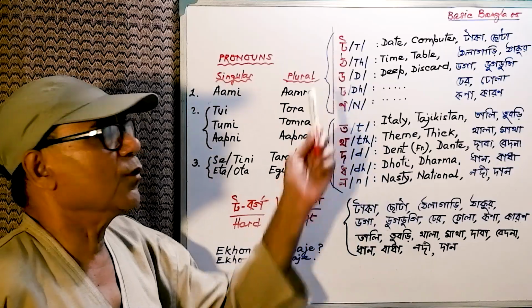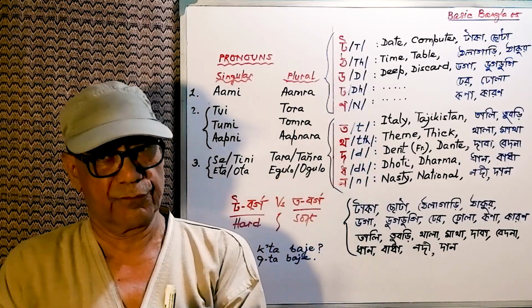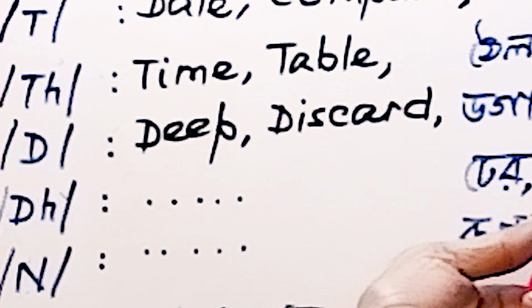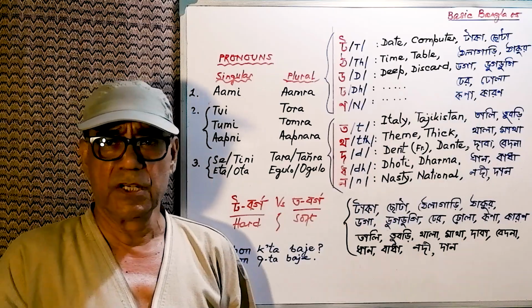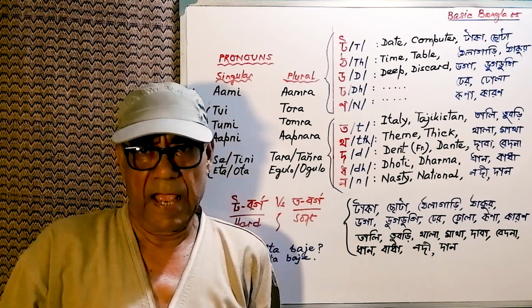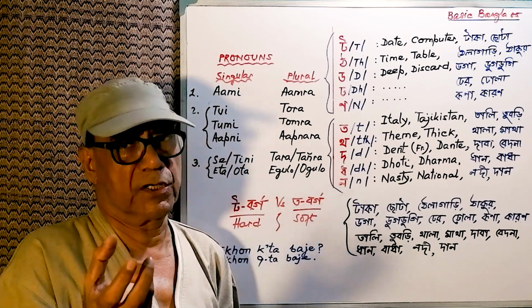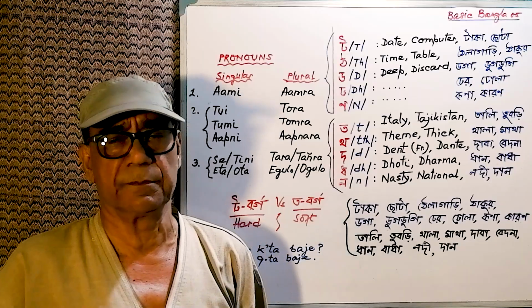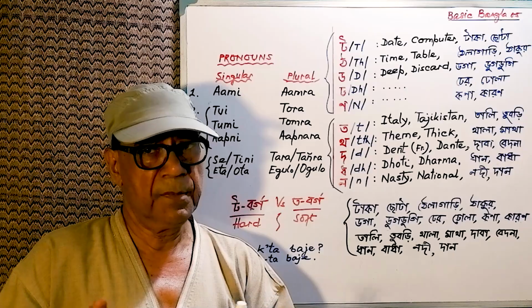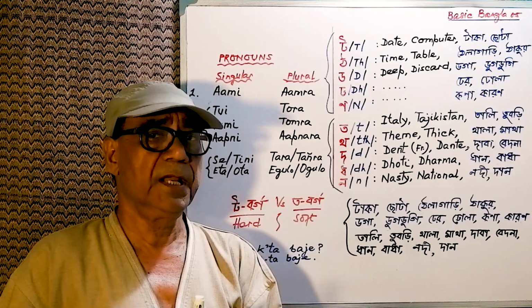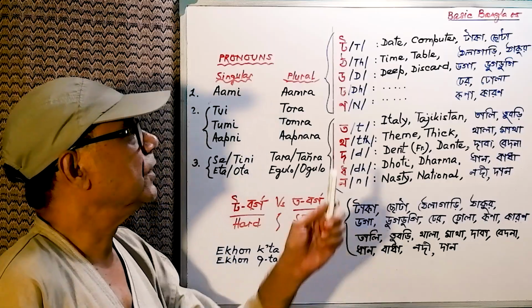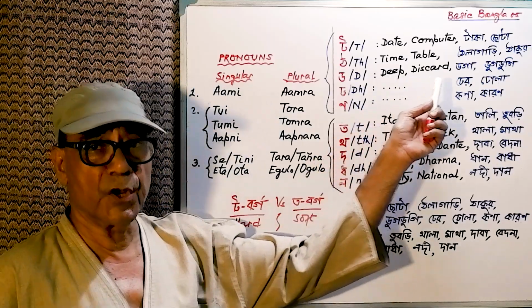Then come to da sound. This is available in English. Da, deep, discard, daga, dugdugi. Daga means softer part of a branch of a tree, that is twig. And dugdugi is a small instrument for creating rhythm. So da sound is a known sound. Dum dum digga digga, death, deep, discord, dogga.